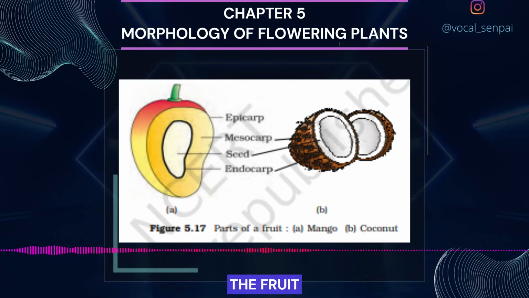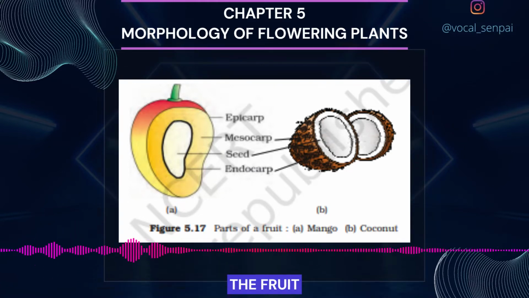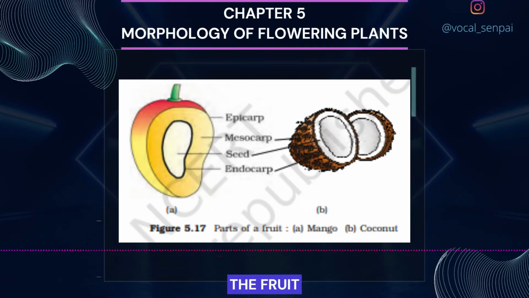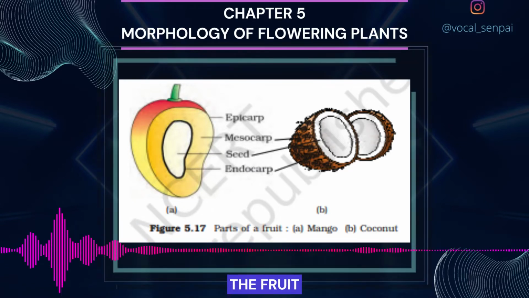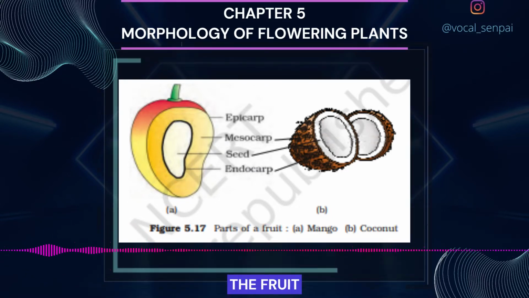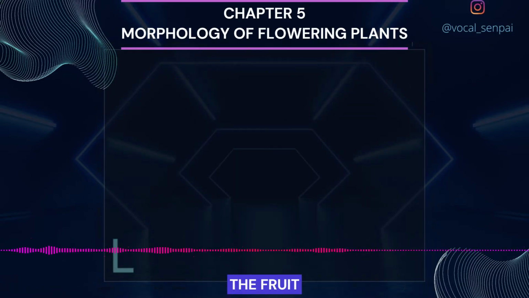In mango and coconut, the fruit is known as a drupe, figure 5.17. They develop from monocarpellary superior ovaries and are one-seeded. In mango, the pericarp is well differentiated into an outer thin epicarp, a middle fleshy edible mesocarp and an inner stony hard endocarp.